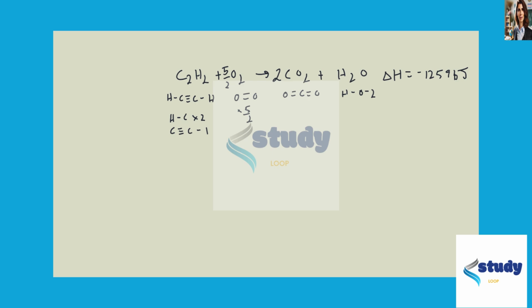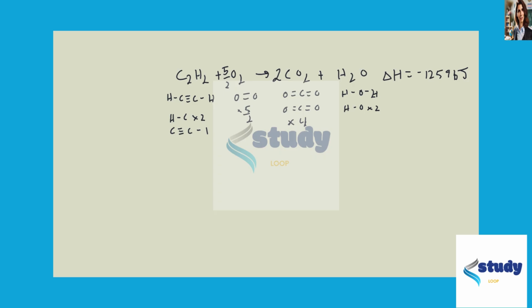And then over here we have 2 of these, which means we have 4 oxygen double bonded carbon bonds. And then over here with H2O, we have an HO bond, and that's going to be times 2. And all of those should add up to this enthalpy value.